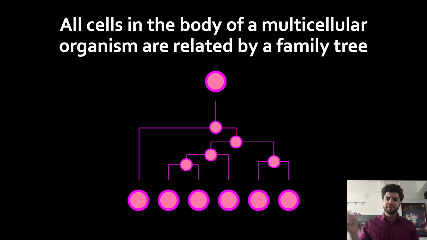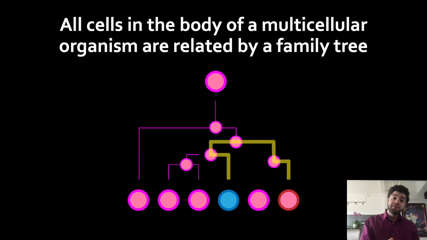And each time the cell splits and forms two daughter cells, I can represent that with a fork in this tree. For example, if we want to know how distantly related the red neuron and the blue neuron are, we can simply count the number of hops. So we go 1, 2, 3. So we can assign a lineage distance of 3 to this pair of neurons.